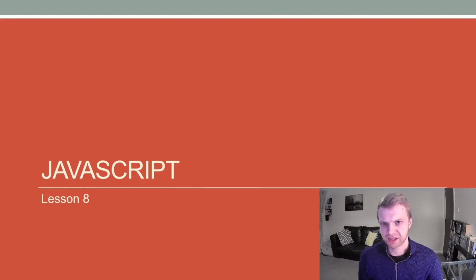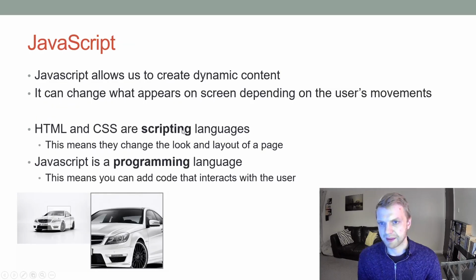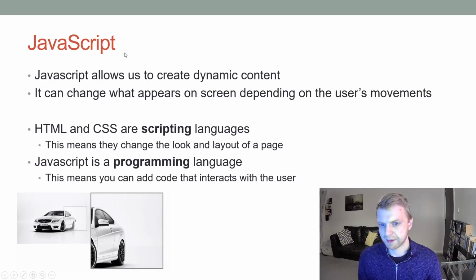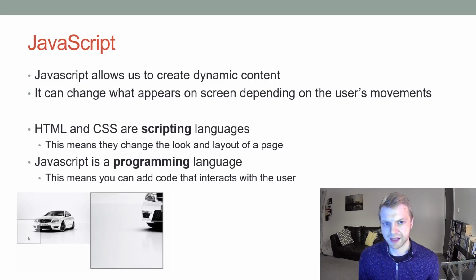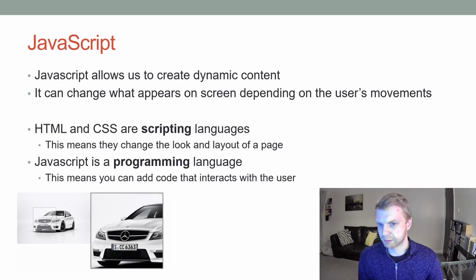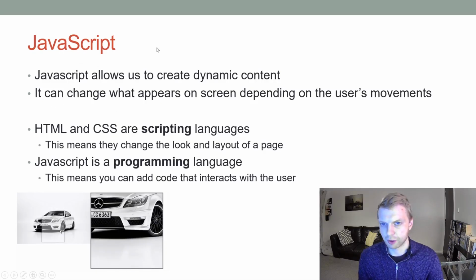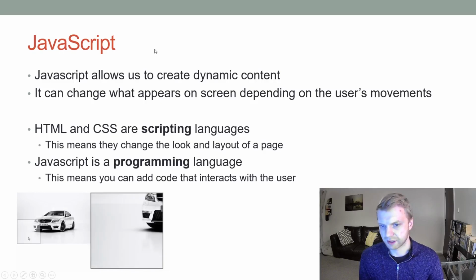Today we're going to be looking at JavaScript, which is a new language we're going to be using in web design to make things interactive. So we're going to look at what it is, as well as the two main events anyway. Now JavaScript lets you make interactive or dynamic content. It interacts with your mouse on screen. If you click on things, or if you hover over something, things will start to change.